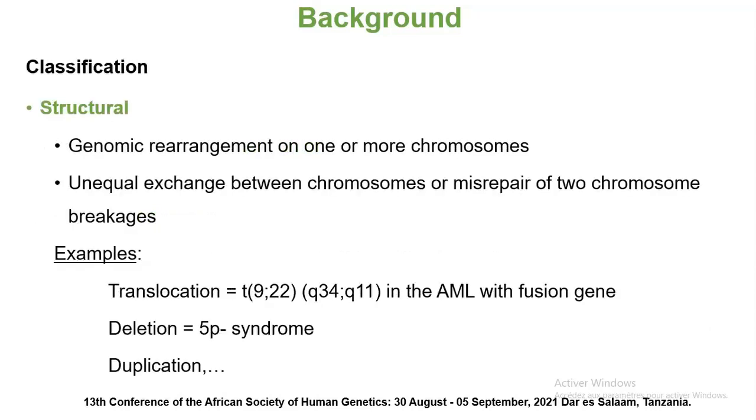The structural abnormalities are genomic rearrangements on one or more chromosomes. They result from an unequal exchange between chromosomes or misrepair of true chromosome breakages, leading to different types of abnormalities like translocation. We have, for example, the translocation between the chromosomes 9 and 22 in the acute myeloid leukemia with fusion genes. We also have deletions, for example, the 5p- syndrome, duplication, and more.